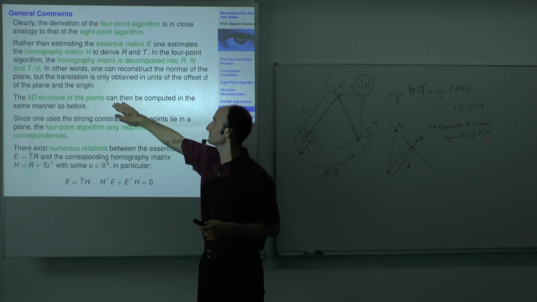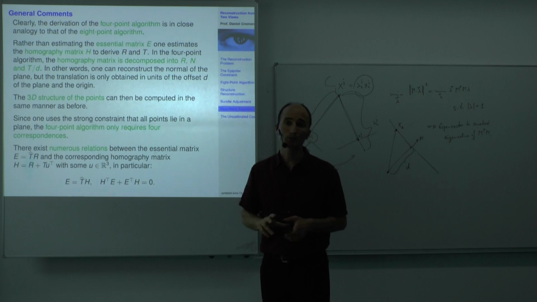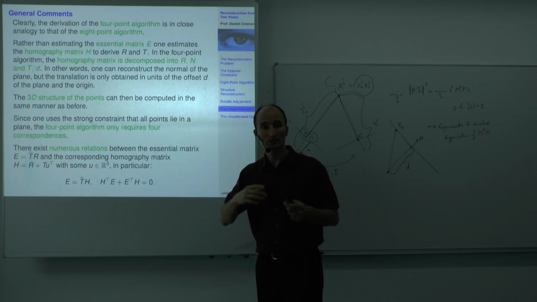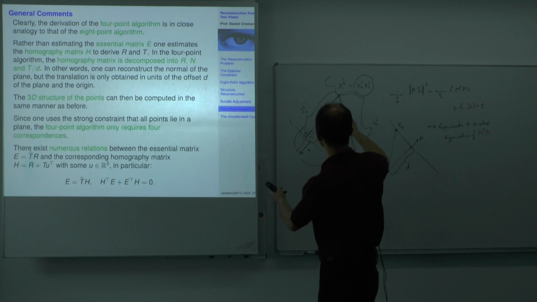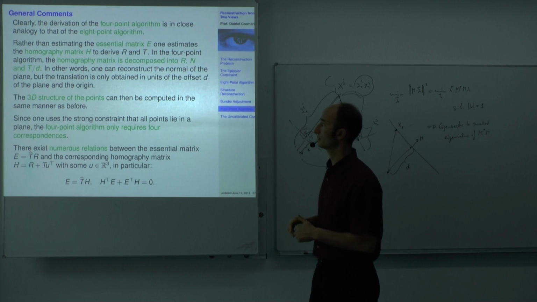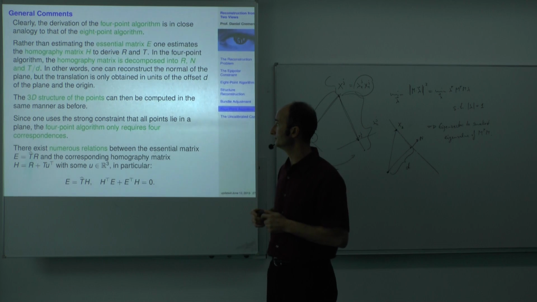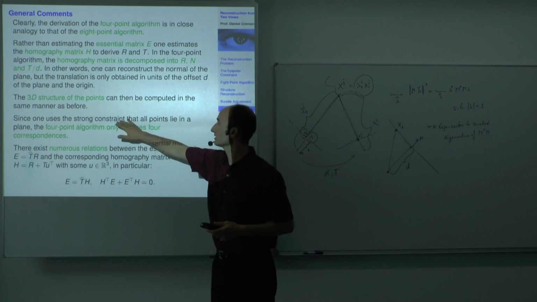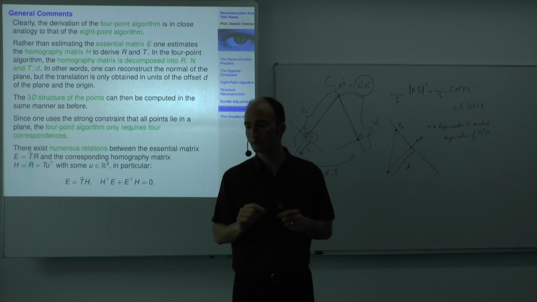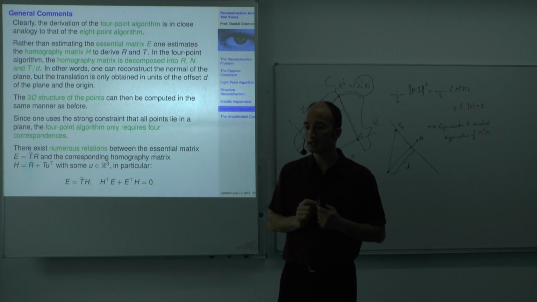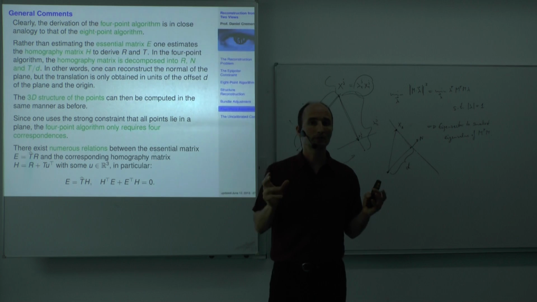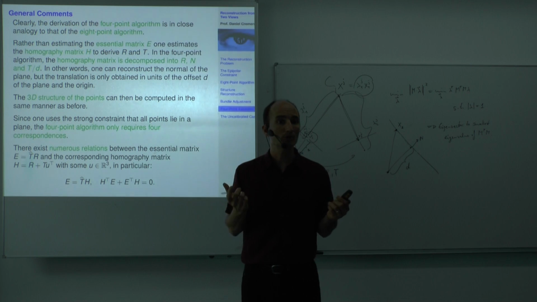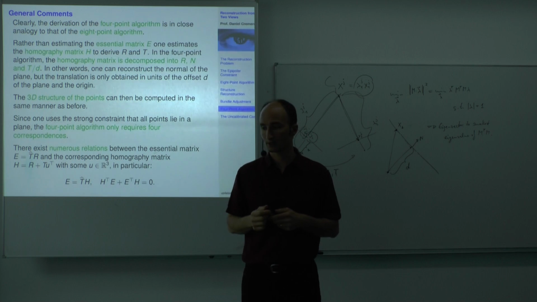And then the 3D structure estimation is done the same way as we discussed today. You set up a linear equation system in these depth parameters, and then you get the solution. And so that strong constraint that the points we observe live on a 3D plane is very useful because it allows us to reduce the number of required point pairs from 8-point pairs to 4-point pairs.